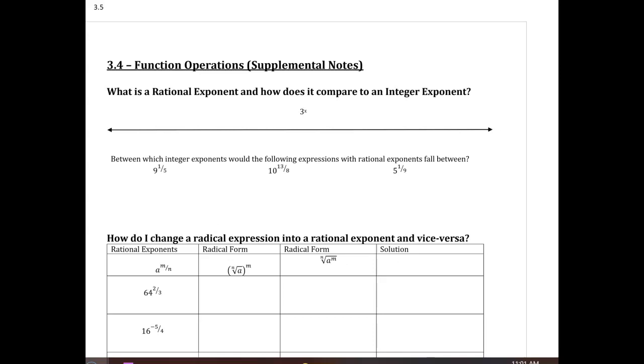We will be going over 3.4, function operations. And in this section, we are going to discuss how a radical, so we've been working with square roots and cube roots, can be rewritten as an exponent. Specifically, an exponent that is a fraction.